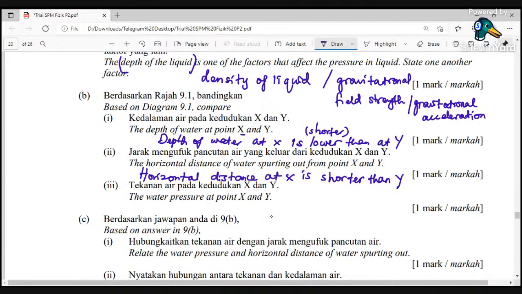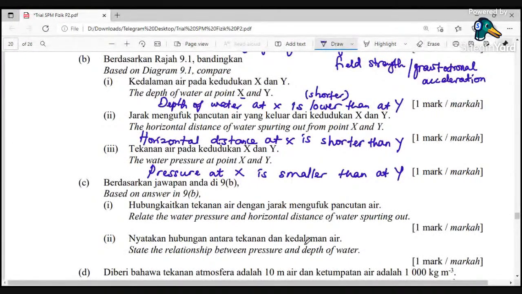In the exam you don't write here the answer. You have the extra paper given for you all to write the answer. Okay, I just write here so that you can refer to the question easily. Pressure at X is smaller than at Y.